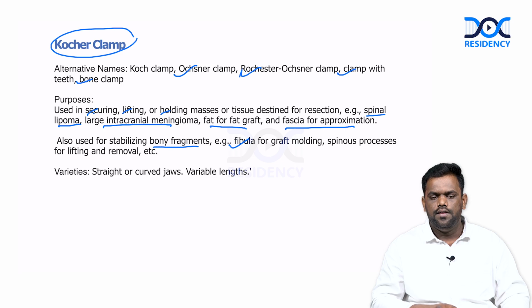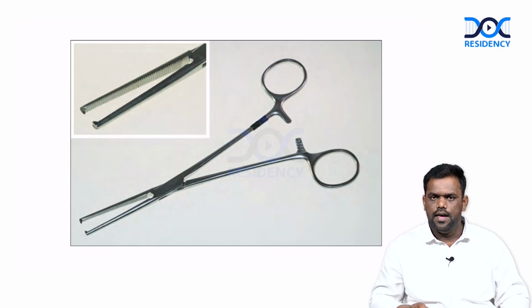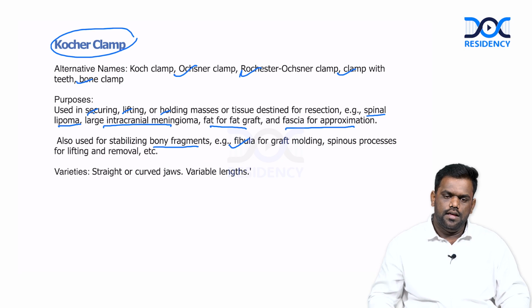It has a very tipped point. These are tipped points. And it has many varieties of straight or curved jaws, and is available in variable lengths.